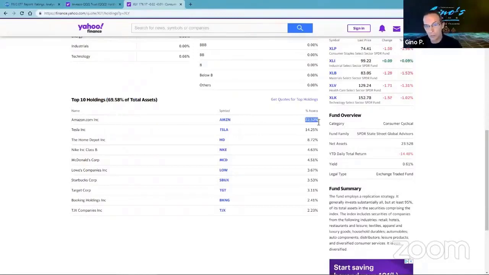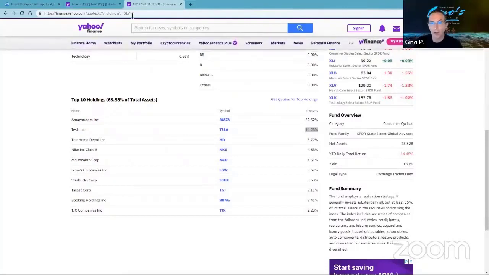Amazon is 22% and Tesla is 14%. Just a side note here, think about that. I was just at the mall and there were over 100 different discretionary stores at the mall. I didn't even see Amazon and Tesla in there, but they represent the majority of that sector. So it's good to know who is in the sector or the ETF you're trading.